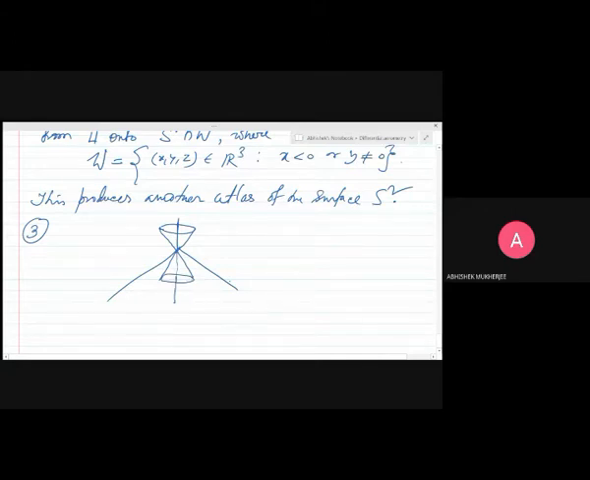So if you consider a double cone S, the set of x, y, z belonging to R3 such that x square plus y square equals z square. Okay, but this does not represent a surface.